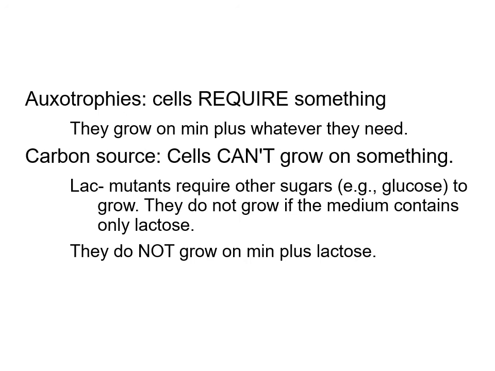So here we go. Auxotrophs require something. They can grow on minimal if it's provided whatever their auxotrophy is. With the carbon source, the cell can't grow on something. Lac- mutants require other sugars, glucose. They will not grow if the medium contains only lactose. So they do not grow on minimal plus lactose, or rich medium where lactose is the only carbon source.